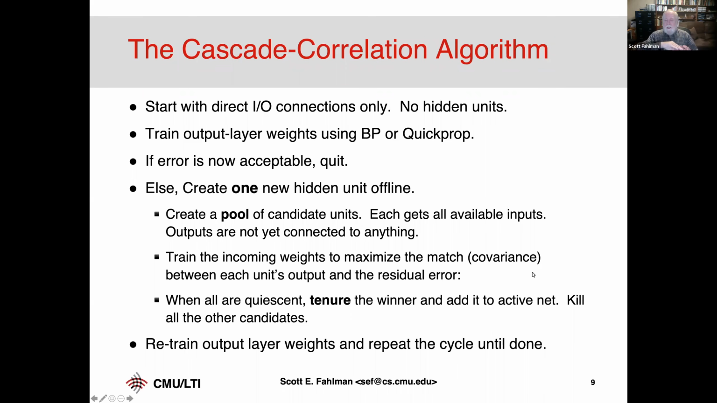And you'll see that these are learning. Some of them get stuck. At some point, you say, okay, everything's kind of quiescent now in the candidate pool. We've been training away. And what we're going to do now is pick a winner, the one that's got the best correlation score, and add it to the active net. And as we add it, we freeze it, and we kill all the other candidates, and then we start over and train up some more hidden units if we need to.